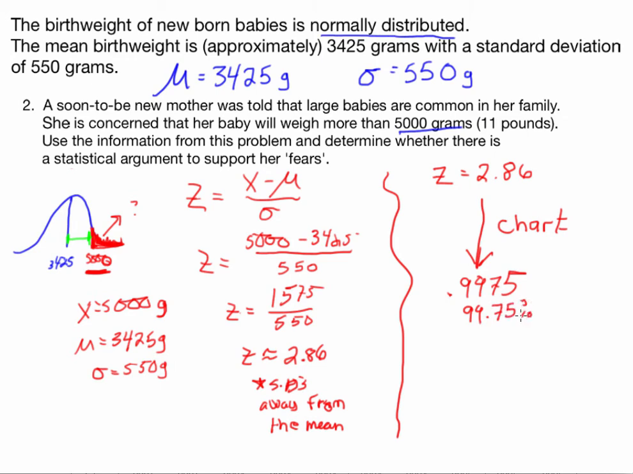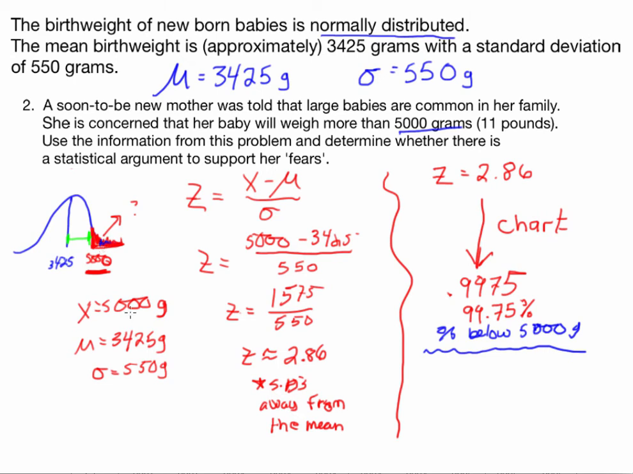Keep in mind what that's giving us is the area to the left. So this is the percentage below, in this case, 5,000 grams. The issue and the problem is I'm not looking for this. That's important, but that's not the answer to this question. I'm looking for the area above 5,000.